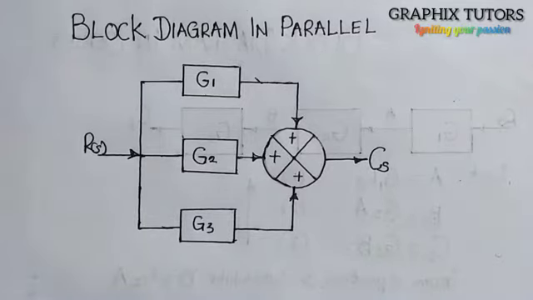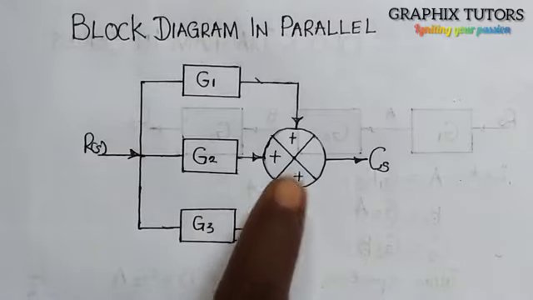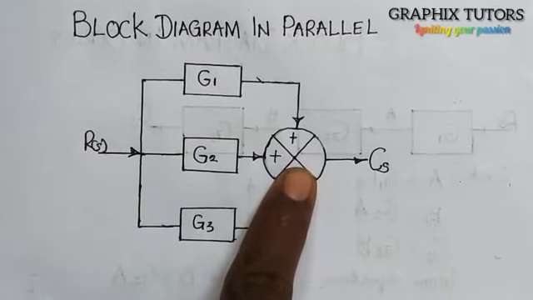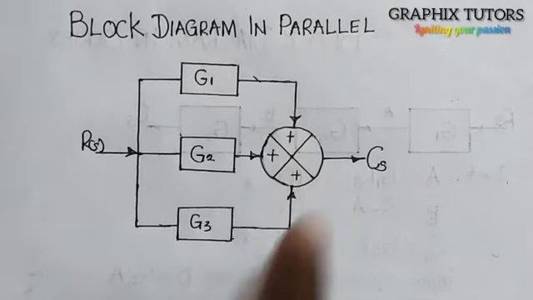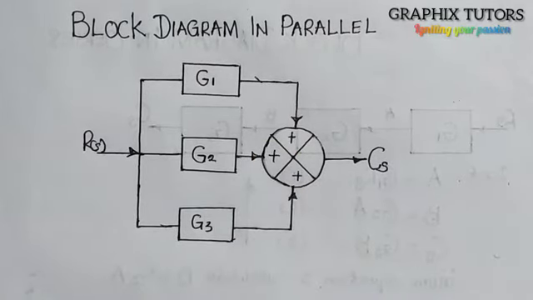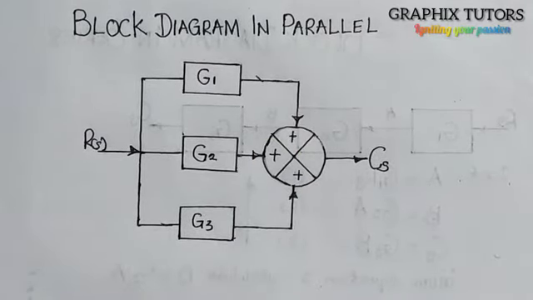Today we want to look at block diagram in parallel. Now we have a new element that is being introduced into this picture, and that is this element. We'll call this element the summer, or we'll call it the error detector, and we'll also call it the summing element.